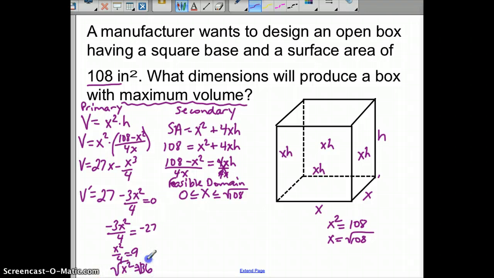Take the square root, and we get x equals 6 and negative 6. But the negative 6 doesn't make any sense. It's not in our feasible domain. So this is our only critical number. That is the only place where we could possibly have a max or a min, except at the endpoints.